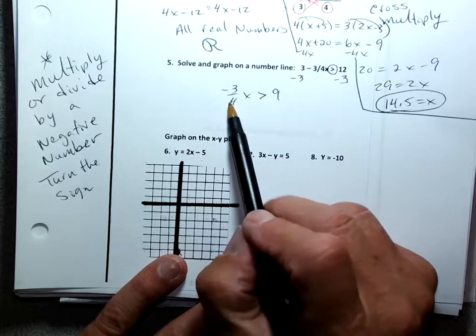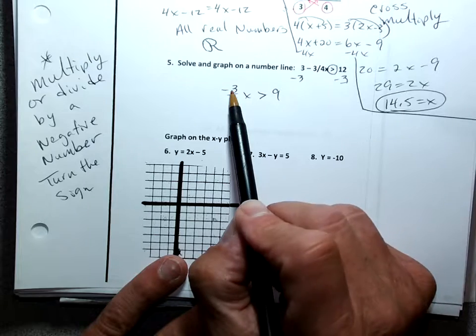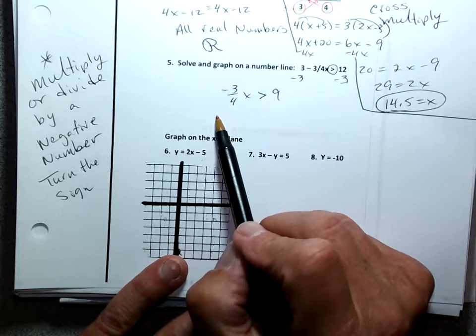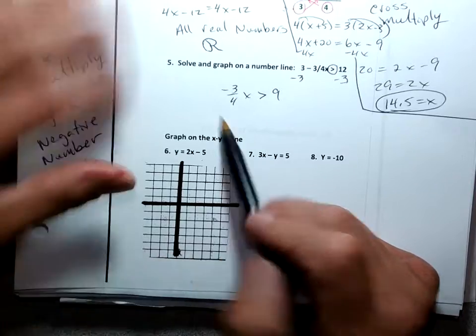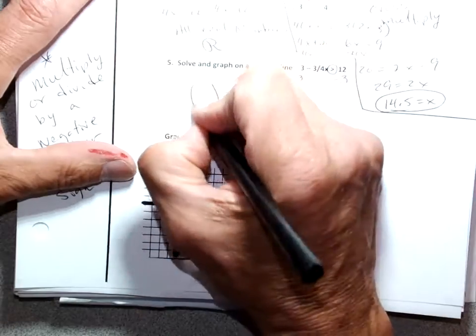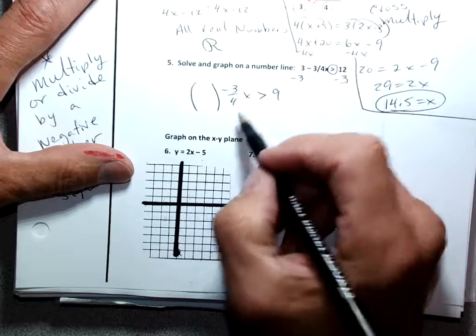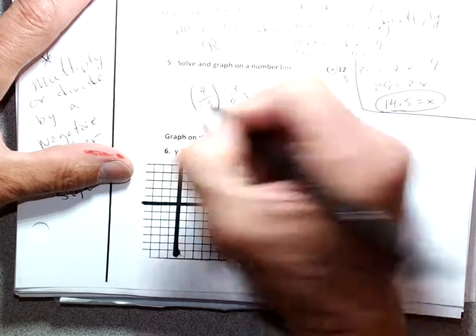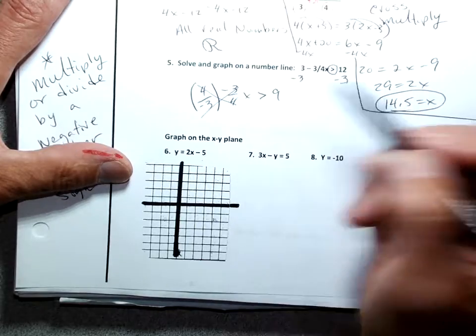One is to multiply by 4 and then divide by negative 3, okay? Another way is to multiply by the reciprocal of the fraction. That's probably the easiest way to do it. So if I multiply by the reciprocal of the fraction, okay? Negative 3 fourths, I'm going to multiply by 4 over negative 3. Okay, that's the reciprocal, because that will cancel, right?